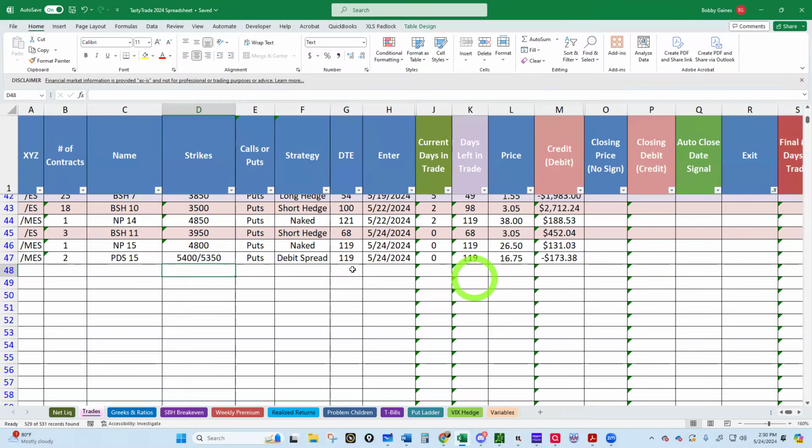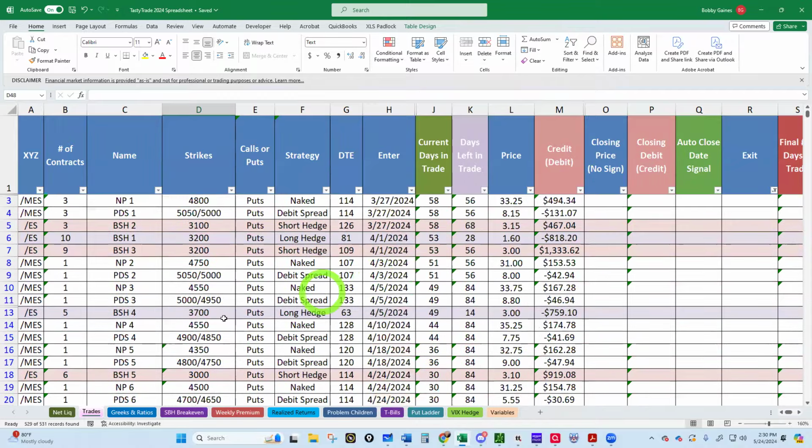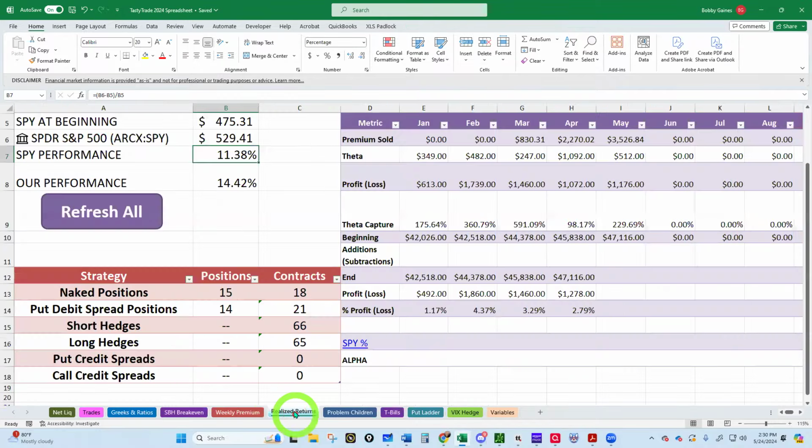All right, so two there. So that's good. That's everything we need to do, y'all. Everything's doing good. Let's see how we're doing on the year. Let's see. We are at 14.42%, and the market is at 11.38%. That is alpha, my friend. That is alpha. All right, so good being with all of you.